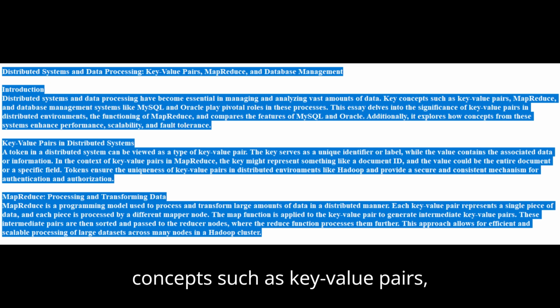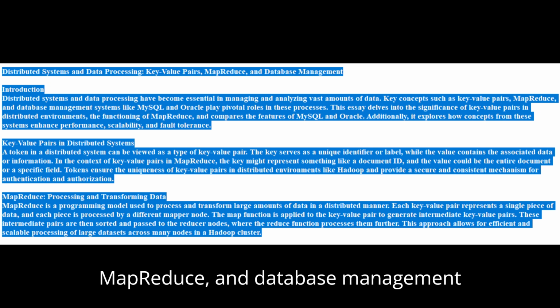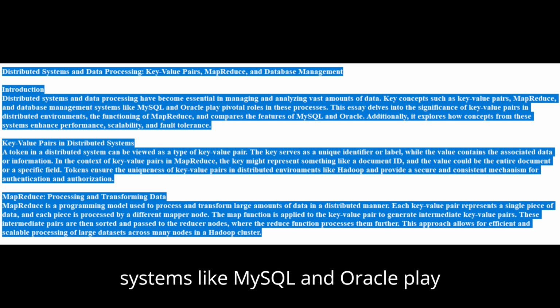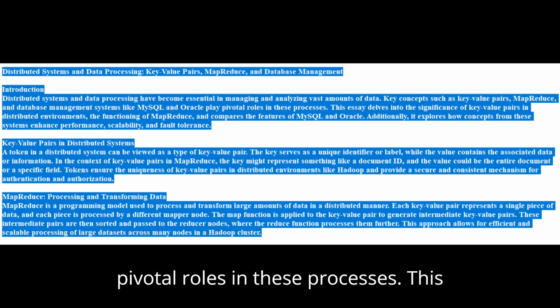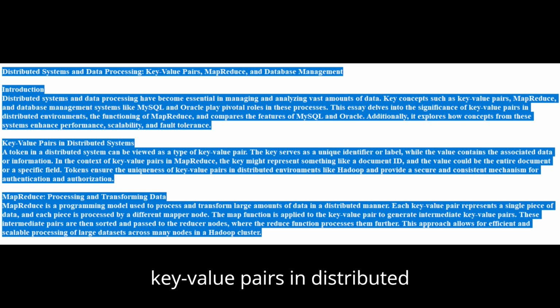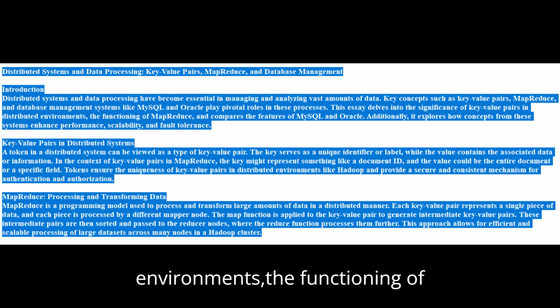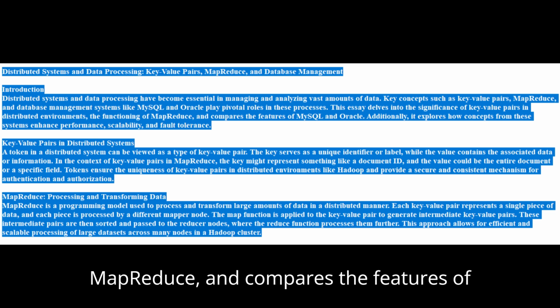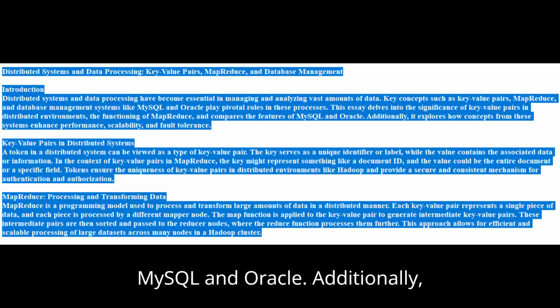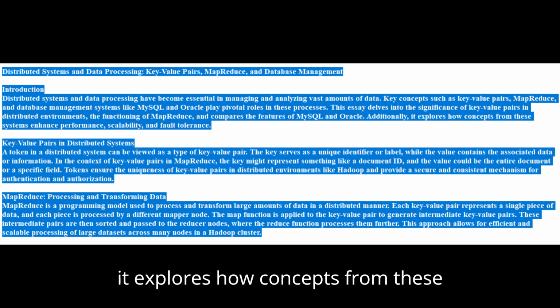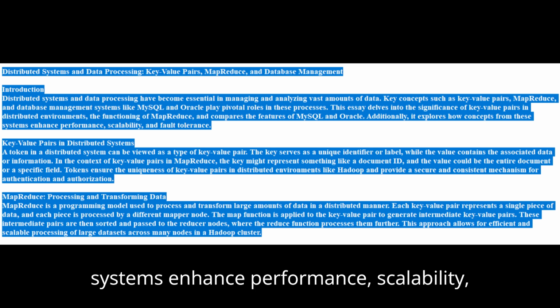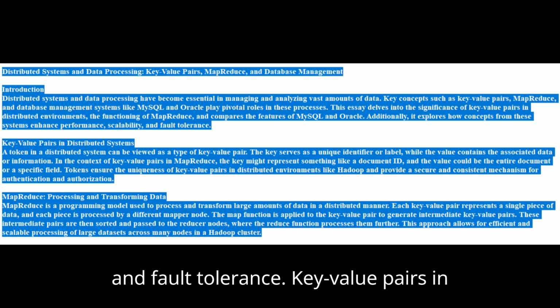Key concepts such as key-value pairs, MapReduce, and database management systems like MySQL and Oracle play pivotal roles in these processes. This essay delves into the significance of key-value pairs in distributed environments, the functioning of MapReduce, and compares the features of MySQL and Oracle. Additionally, it explores how concepts from these systems enhance performance, scalability, and fault tolerance.